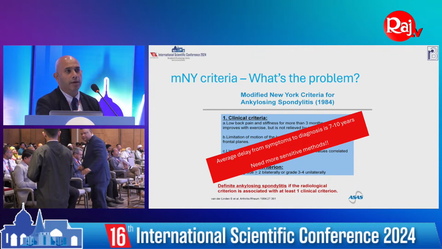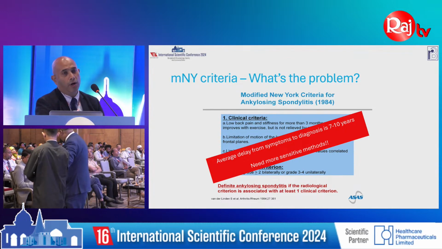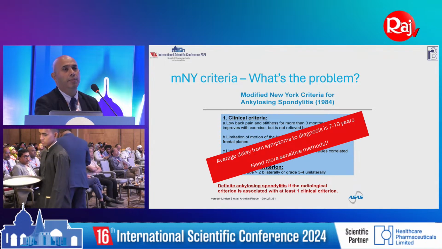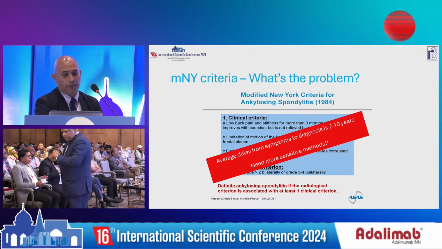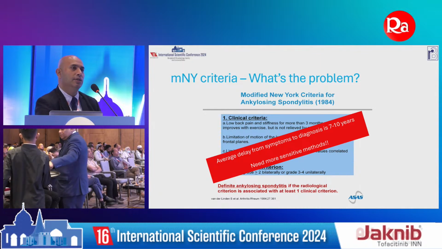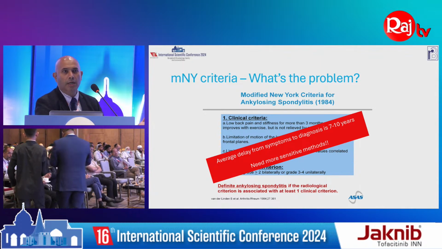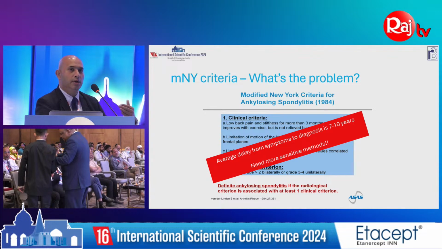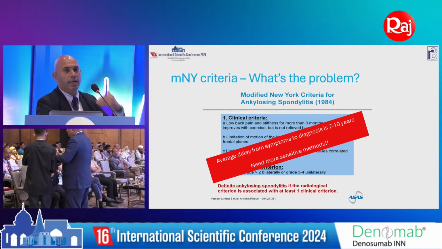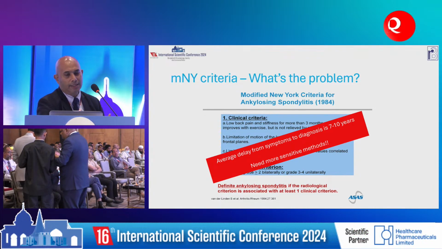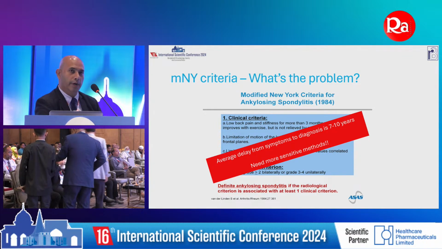Of course, we do have data coming in on reducing the progression of structural damage, but once you have structural damage, it's after all a damage. You can only reduce the progression, but you can't really go back in time and fix it. So that's the problem with modified New York criteria.